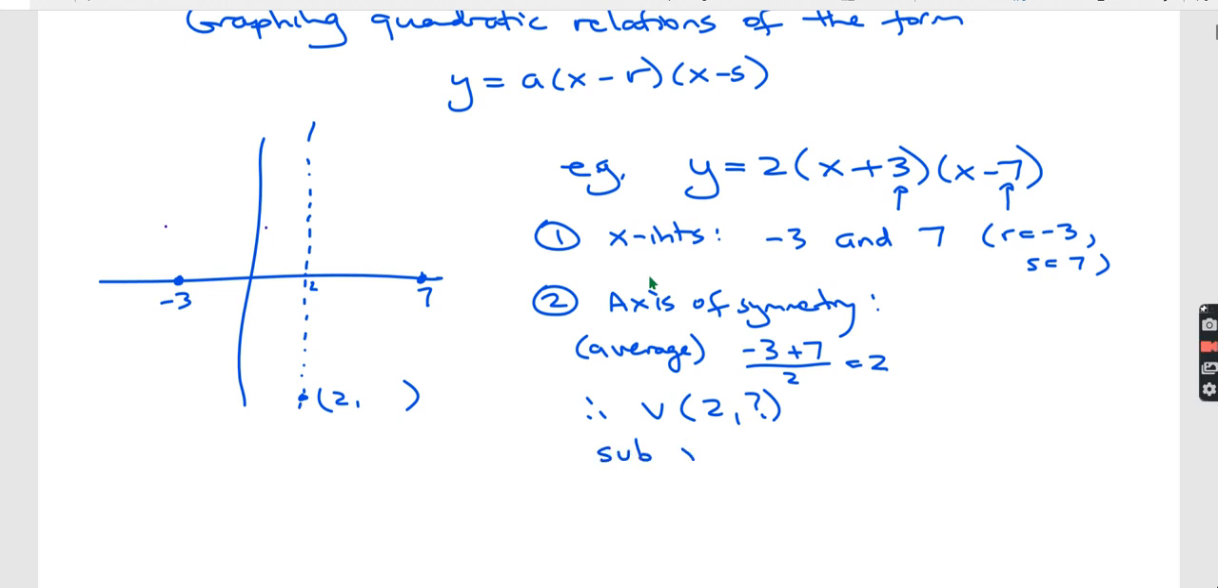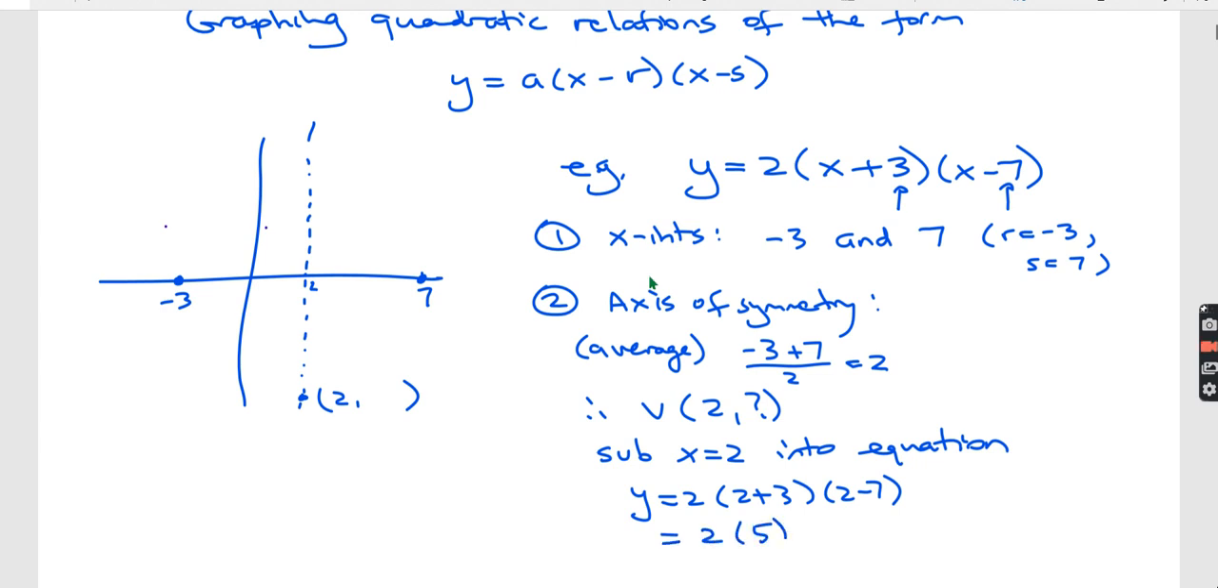We'll sub x equals 2 into the equation to figure out the matching y. And we get y equals 2 times 2 plus 3 times 2 minus 7. That's 2 times 5 times negative 5. That's 10 times negative 5, which is negative 50.